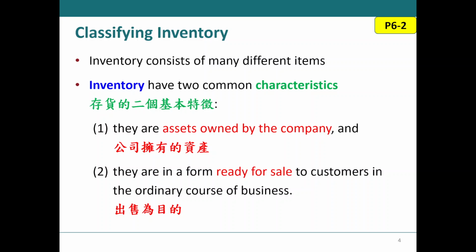Computer, your laptop, right? You buy your laptop for what? You are going to use it. You buy your car for what? You are going to drive it, right? You buy your desk, you are going to use it, okay? So you should be very careful, because the accounting definition is very important.